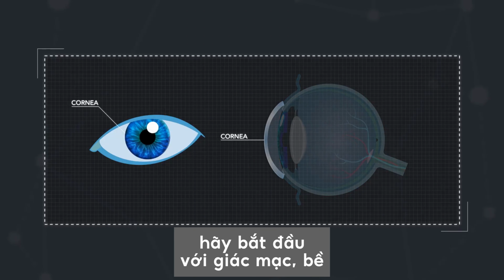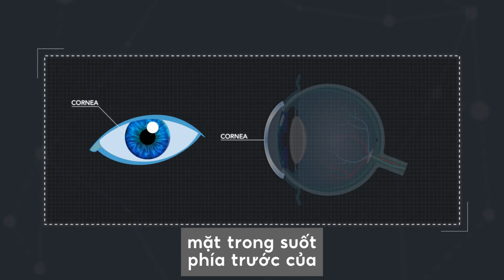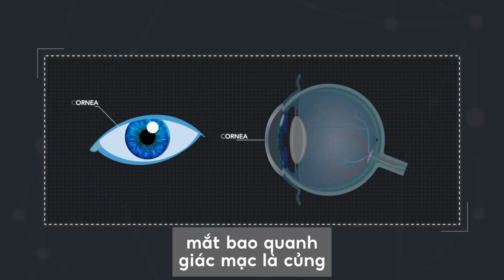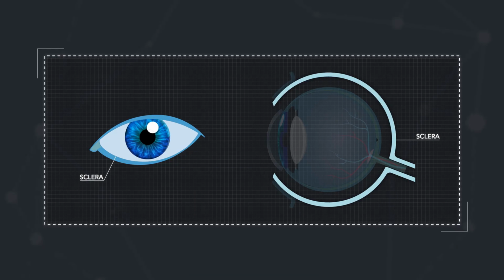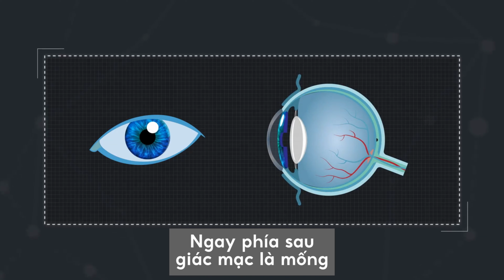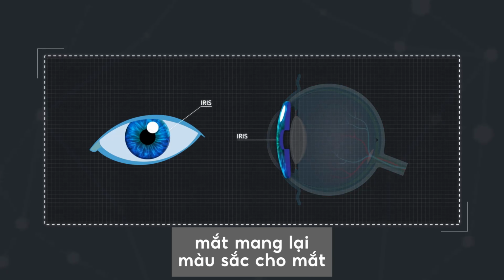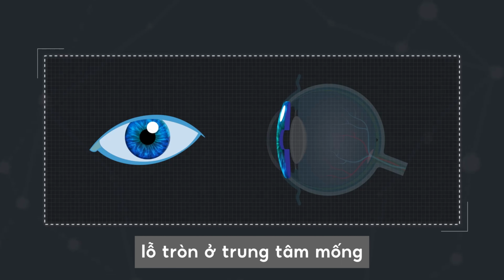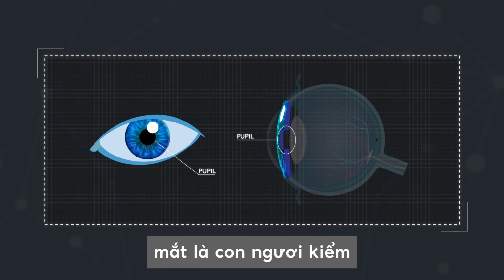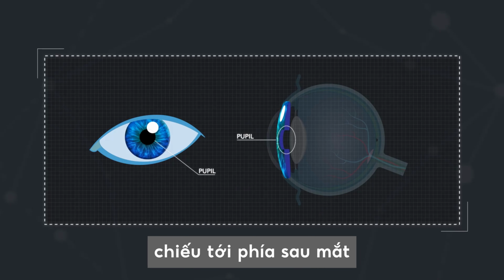Let's begin with the cornea, which is the clear front surface of the eye. Surrounding the cornea is the sclera, or the white of the eye. Directly behind the cornea is the iris, which gives the eye its color. The circular opening in the center of the iris is the pupil, which controls how much light reaches the back of the eye.